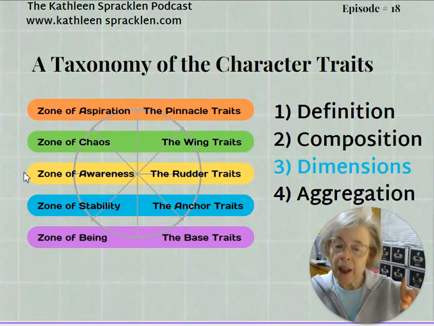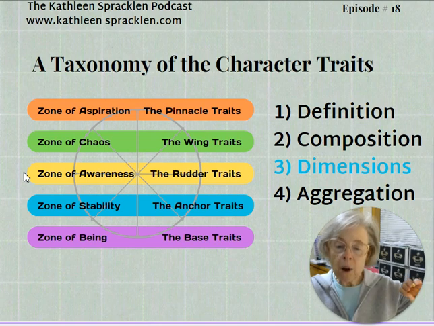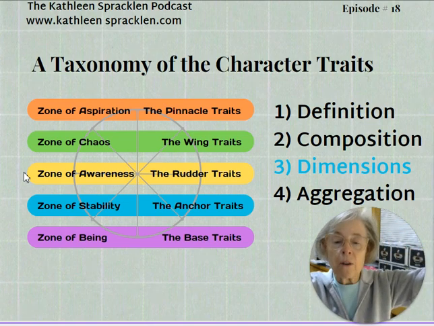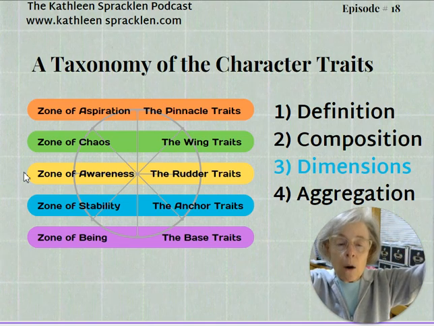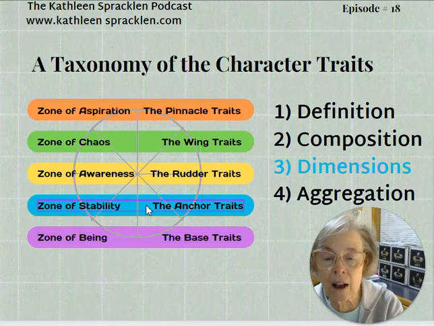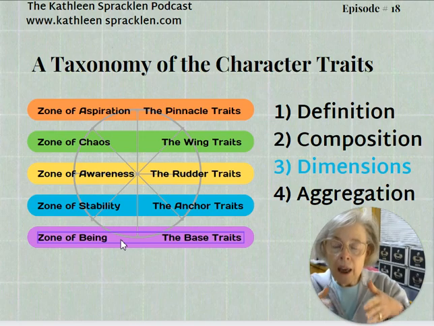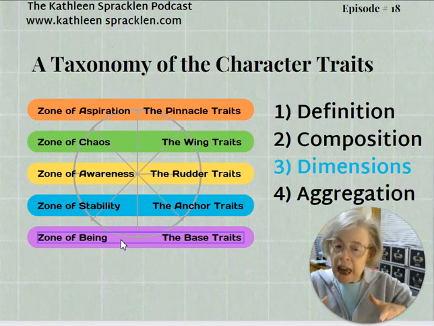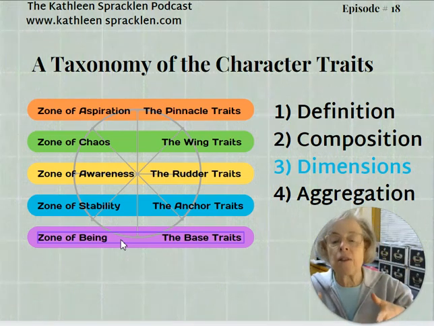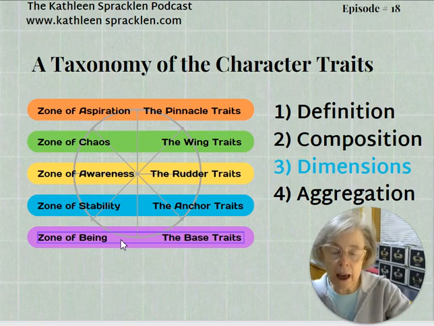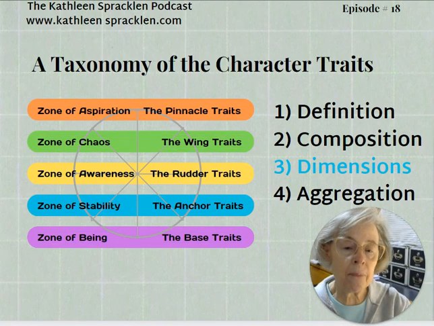The rudder traits are the character traits which are within the individual's capacity to make decisions for the moment. We're not going to be able to go too deep into the rest of these, but very briefly, as you go up to the wing traits and the pinnacle traits, these traits are out of the grasp of the individual. Whereas if you go down the scale, the stability and the being, these are the traits that are basic to the individual. So he's not thinking about them all the time because these kinds of behaviors are automatic. We'll spend a lot of time on this as time goes by.